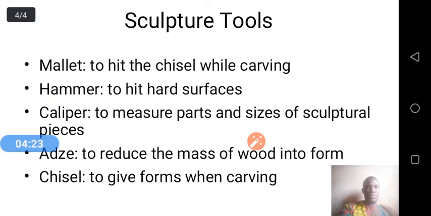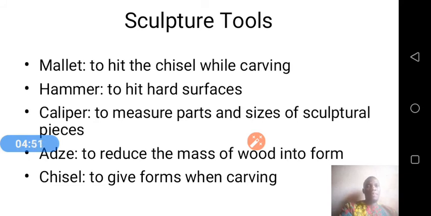Sculpture tools. Now, I expect you to be able to relate with these tools because most of these tools are tools that we use in our houses. They are common tools. Number one, mallet. And I'm going to be telling you the functions of these tools. Mallet is used to hit the chisel while carving. Hammer. It is also used to hit surfaces.